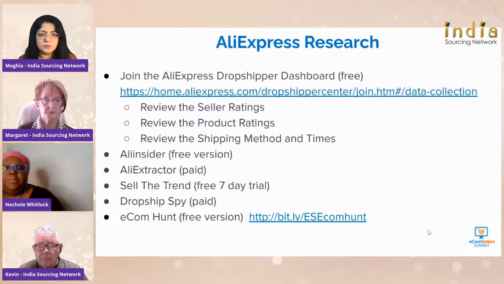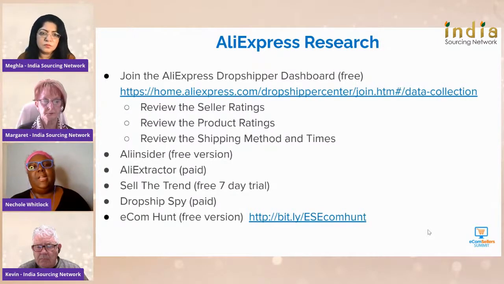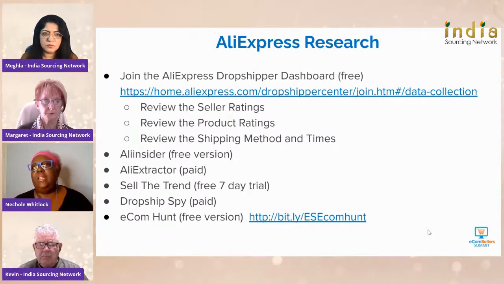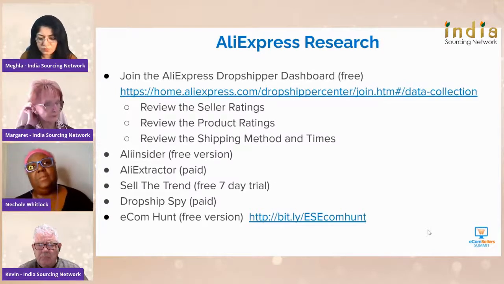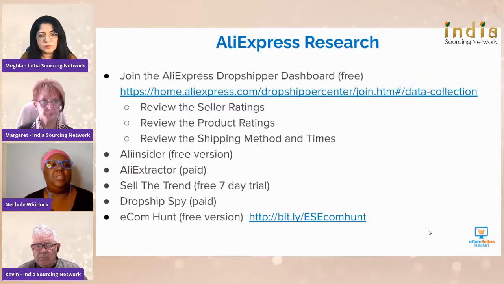So if you're doing AliExpress research, as I mentioned before, look at the seller ratings, the product ratings, the shipping method and times. You probably also want to see how long they've been in business. Sometimes it'll show you the number of products that they've sold. If they've only sold 50, then they're probably new. If they've sold 10,000 or 50,000 and their seller rating is good, probably a good indication they've been doing this for a while.